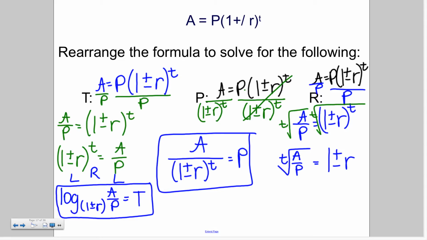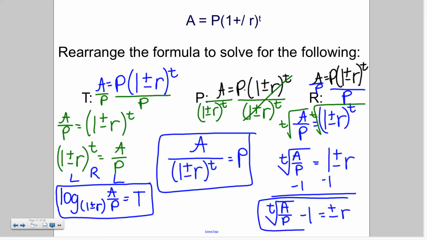All right, now we just need to get the 1 gone. So we're going to subtract 1 from both sides. And that's going to leave us with the t root of A over P, minus 1, is equal to plus or minus r. Let me rewrite that. Now, I'm leaving this like this. Remember, if it's a negative r, you're going to have to divide by negative 1. It'll change that sign. But that's exactly how you would do that one.